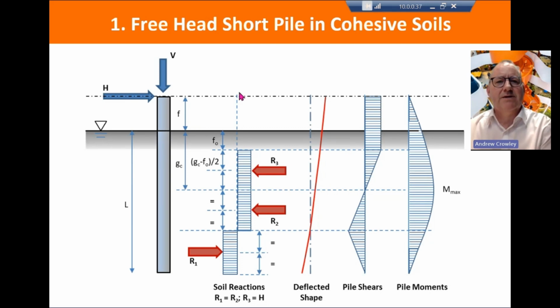When we're looking at a short pile in cohesive soils, we assume a stress distribution as so, rectangular. This way, you're looking at the soil reactions and we split it 2/3, 1/3, so that the overall horizontal load is effectively taken by R3. The deflected shape of the pile is single curvature, and we have a parabolic moment distribution within the pile shaft itself.